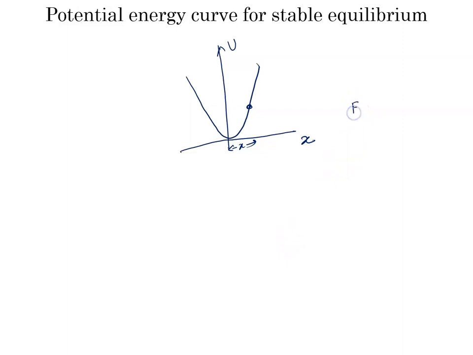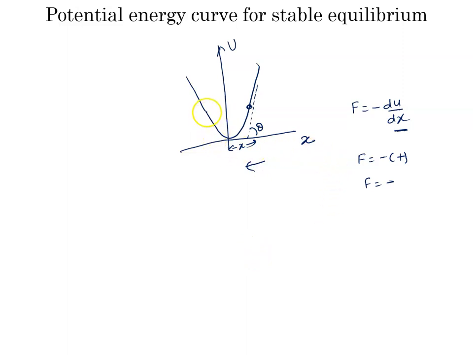We know force is given by minus dU by dx. At this point, if you draw the slope, I hope it is visible to all of you, the slope is acute. It means dU by dx is positive. So F is given by minus, and dU by dx is positive. Minus plus is minus, so net force will act toward the negative side. It means we are displacing the particle toward the right side, and it is coming back to the mean position.